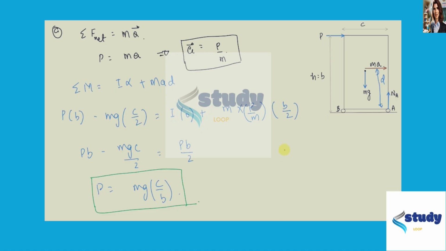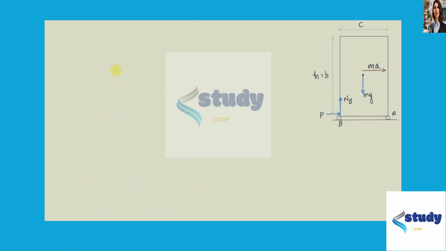Now next we'll be solving part B. In this case again we have to calculate the maximum force P which can be applied on the crate so that it doesn't turn. But in this case the force P is acting at the lower end, as you can see in this free body diagram. So we'll be following the same procedure that we did in part A, and we'll be applying the equation of motion in the horizontal direction first.